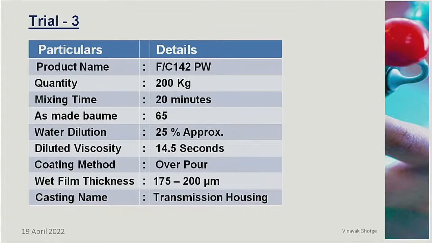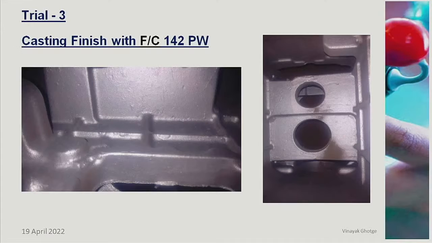The third trial we have taken is one of the foundries who are producing bigger castings like transmission housing weighing around 175 kg. And the coating is used here by flooding process. So first was dipping, this is flooding process. You can see the cores coated by flooding. Here the wet film thickness was around 200 microns, and you can see the casting finish inside. It's absolutely clear, no sand sticking.